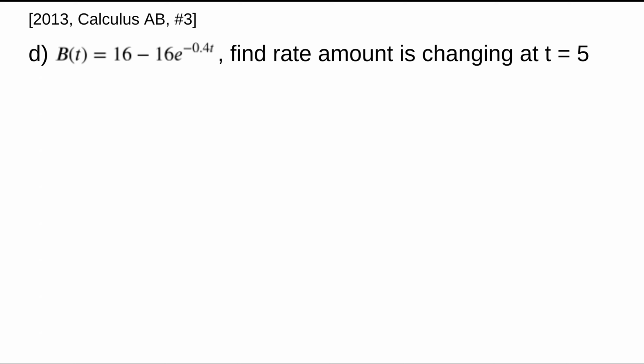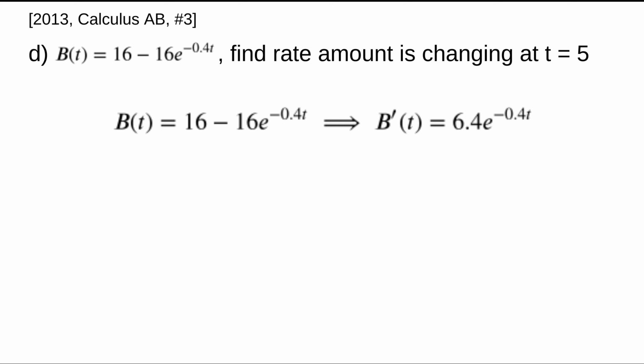In part D of this question, we are given that the amount of coffee in the cup is modeled by the function b of t equals 16 minus 16e to the negative 0.4t. And then we are asked to find the rate that this amount is changing at t equals 5. All right, so b of t is an exponential function. We should be able to find a derivative for b of t using various differentiation rules.